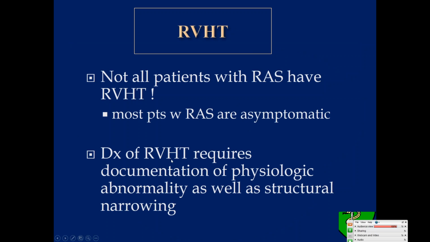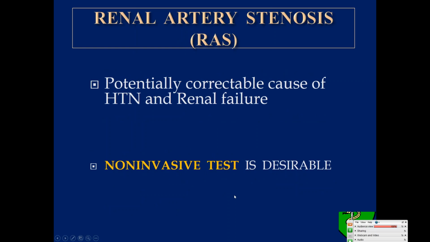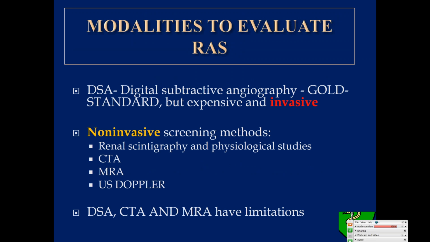Diagnosis of renal vascular hypertension requires documentation of physiologic abnormality as well as structural narrowing in the vessel. Again, it is a potentially correctable cause, and therefore we need a non-invasive test that can help us diagnose potential stenosis within the main renal vessels, and therefore alert the physician to further treatment, probably by intervention.